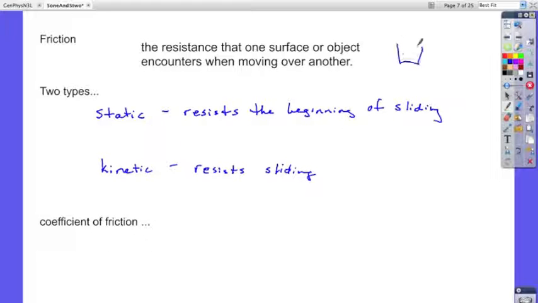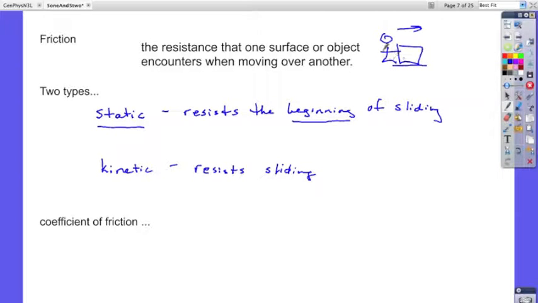So I don't know if you've ever noticed this, but if you try to push a box across the floor, it's harder to get it moving than it is to keep it moving once you've gotten it started. When you push it, before it begins to move, you're pushing against it and it's resisting your force. You're pushing, it's repelling, and it's not moving. The force that you're feeling against you is the static frictional force. It resists the beginning of motion, the beginning of that sliding between the box and the floor.